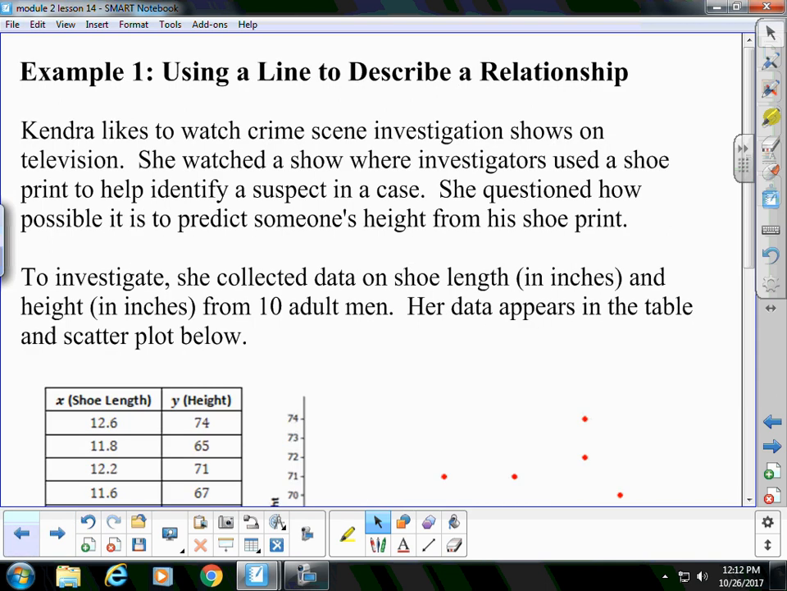Okay, example 1, using a line to describe a relationship. Kendra likes to watch crime scene investigation shows on television. She watched a show where the investigators used a shoe print to help identify a suspect in the case. She questioned how it's possible to predict someone's height from his shoe print. To investigate, she collected data on shoe lengths in inches and heights from 10 adult men. Her data appears in the table and scatter plot below.